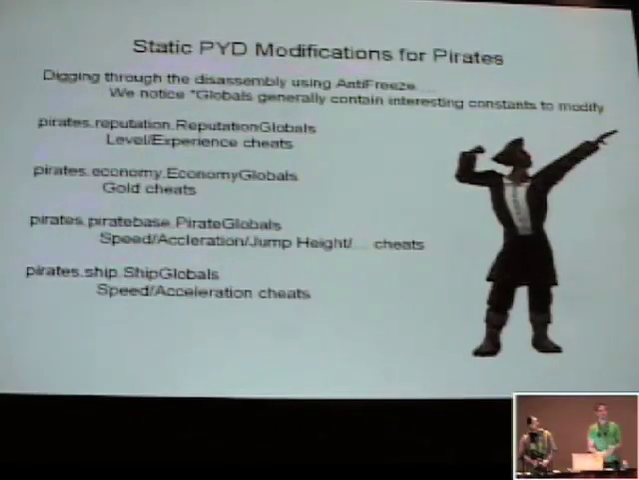It's stuff like a ship costs 60,000 gold. I can instantly change it to 1. It has a required level of 15. I can change it to 0. All sorts of stuff like that. Pirates globals is speed, acceleration, jump height. Kind of feel like the Hulk when you play this game now because you can just run and jump 30, 40, 50, 60 feet over buildings. It's kind of cool. I'm going to try to do a live demo. Hopefully the wireless is still working.